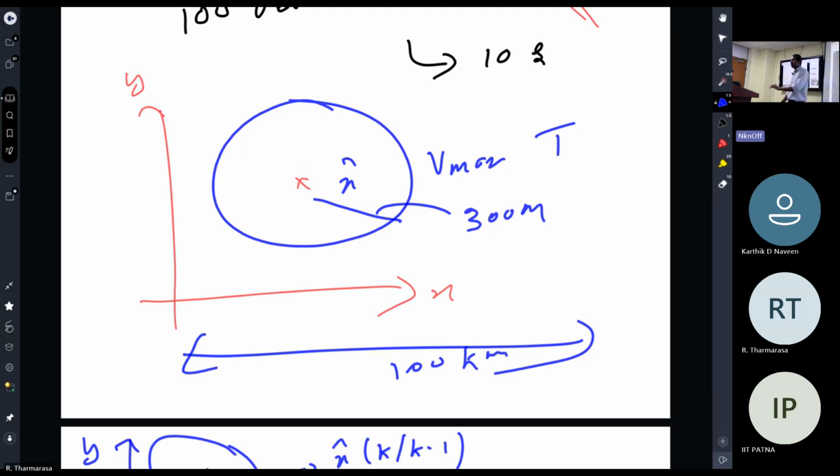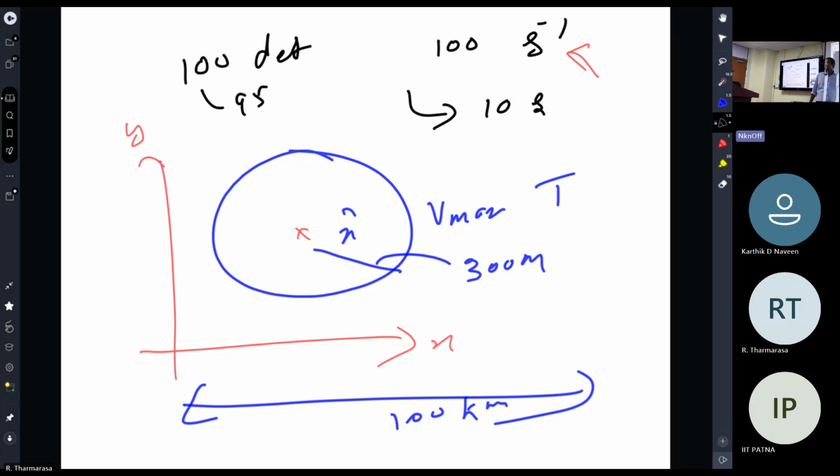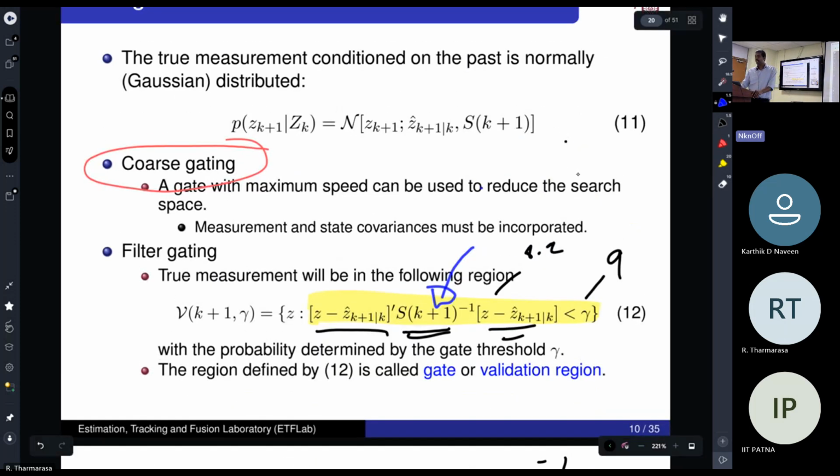So out of 100, by using coarse gating, most of the time you can eliminate at least 90 or 95, simply by checking the distance. Then you have to find the S inverse only for the remaining 5 detections. The computation time maybe becomes 0.8 seconds instead of 10 seconds. But the final data association outcome should be the same, no difference. So I repeat, the idea of coarse gating is to minimize the computation time.